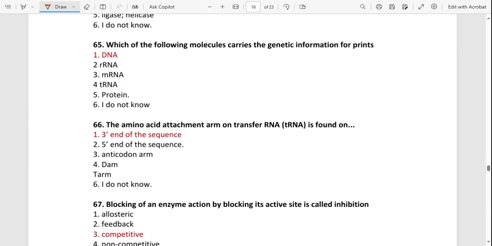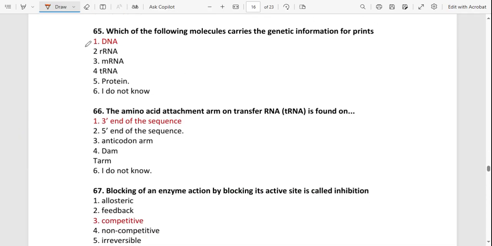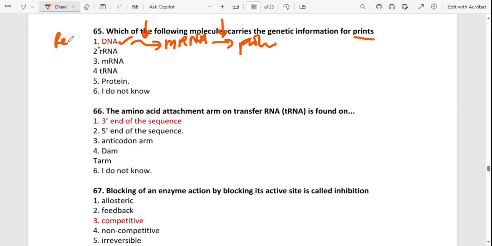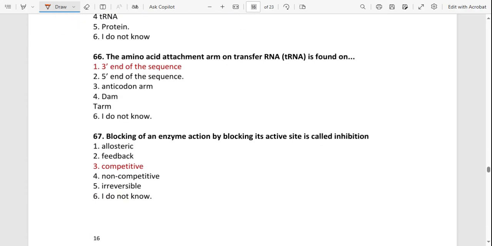Which of the following molecules carries genetic information for proteins? What carries the genetic information is DNA. And this DNA will transmit that genetic information into mRNA, and then from mRNA to proteins. So step 1 is known as transcription. Step 2, translation. You also have replication, where DNA is making a copy of itself. These are three phases: replication, transcription, translation. We call that the central dogma of molecular biology.